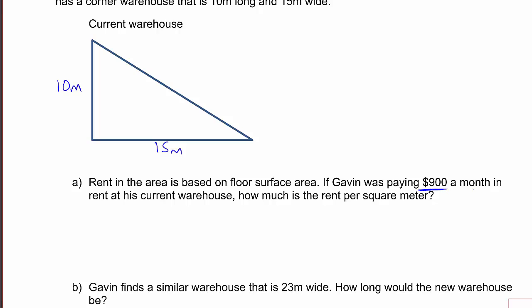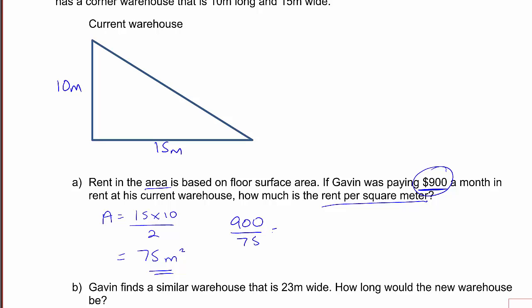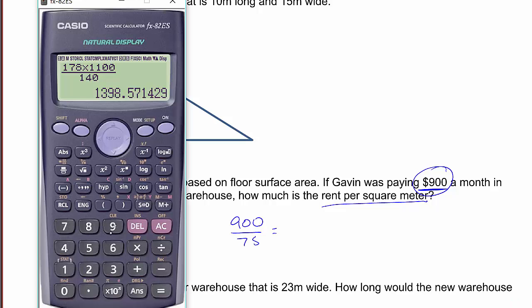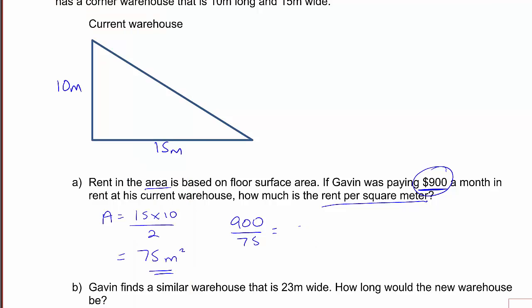If Gavin's paying $900 a month in rent at his current warehouse, how much is the rent per square metre? So it's based on area, we need the area of the triangle. So that's going to be base times height divided by 2, which is 75 square metres. So we want rent per square metre, so we've got to divide the 900 by 75. So 900 divided by 75 is 12. So he's paying $12 per square metre.